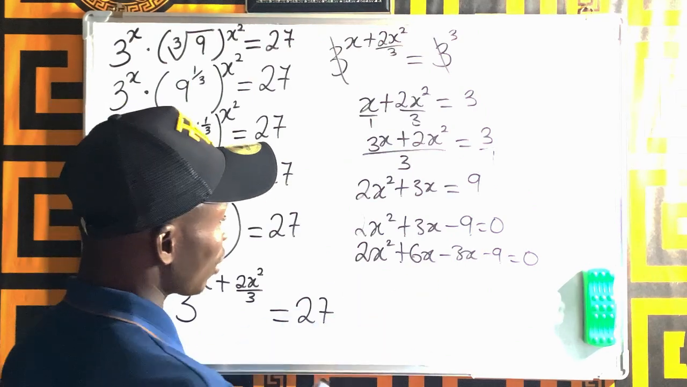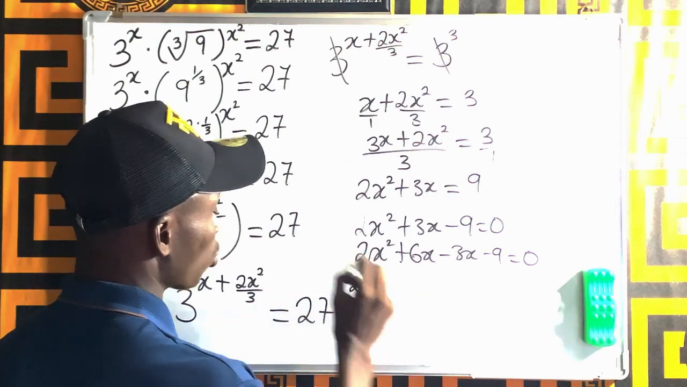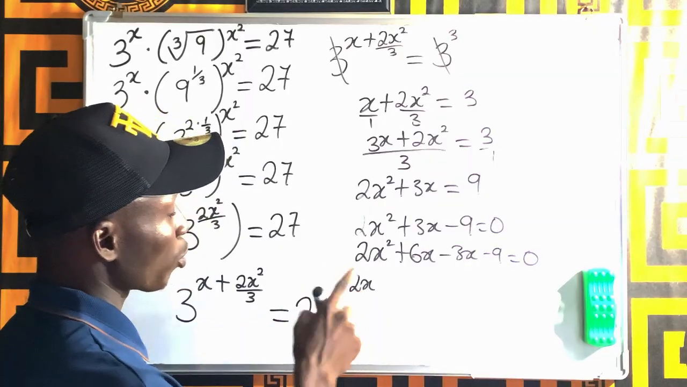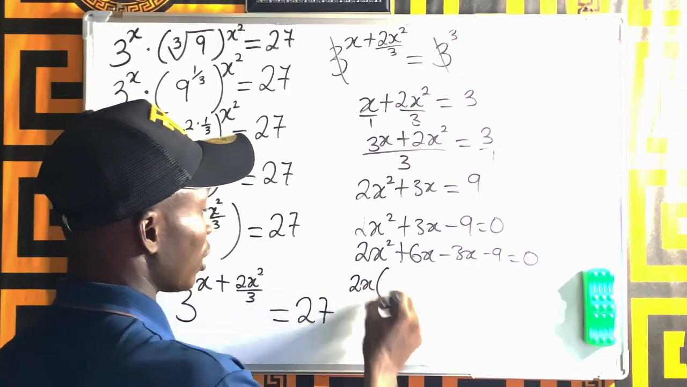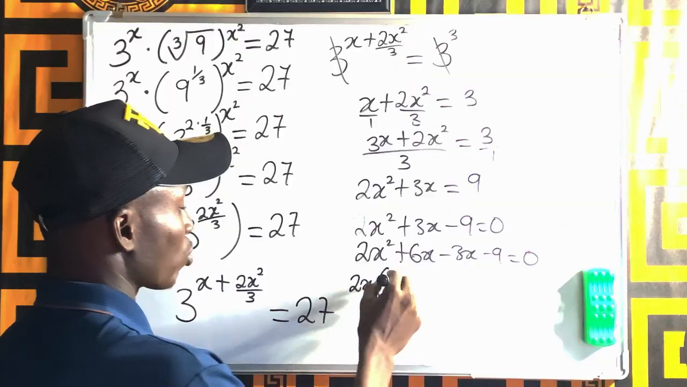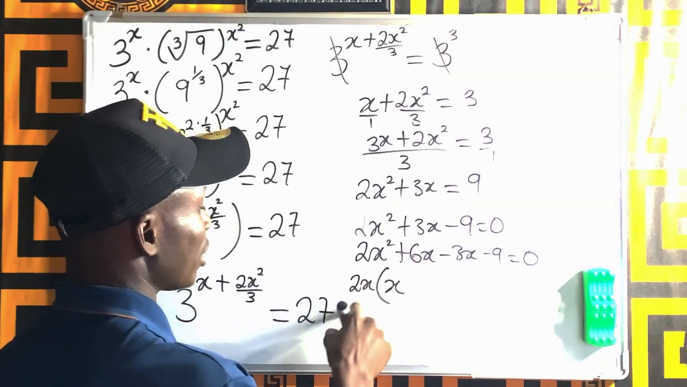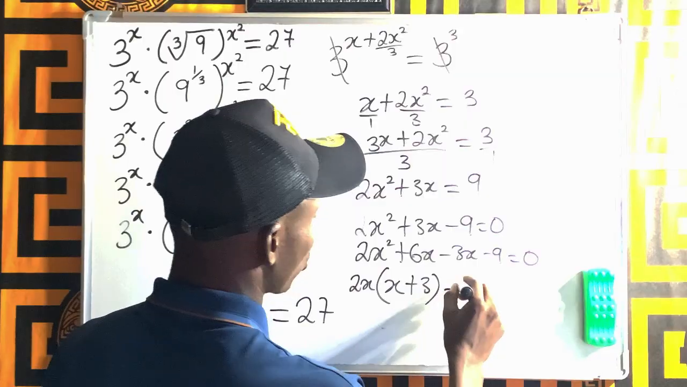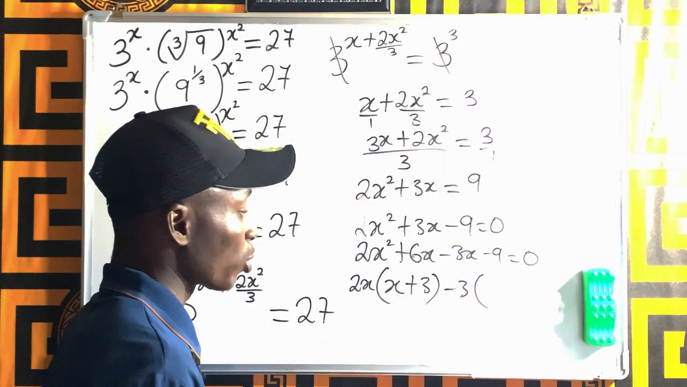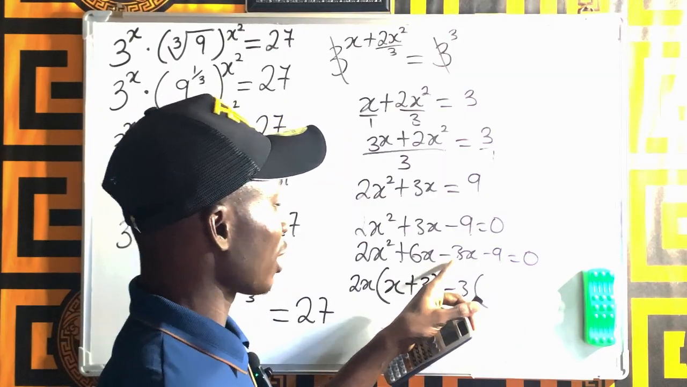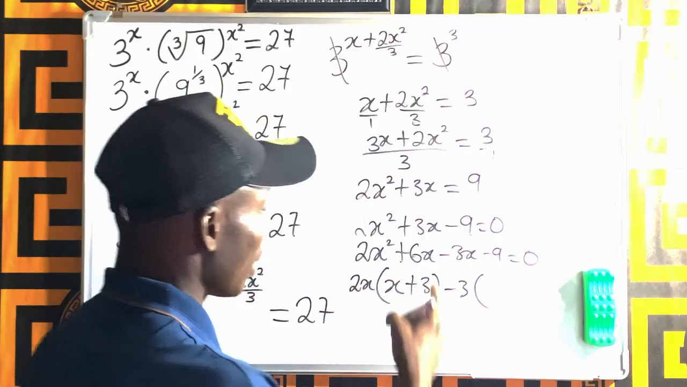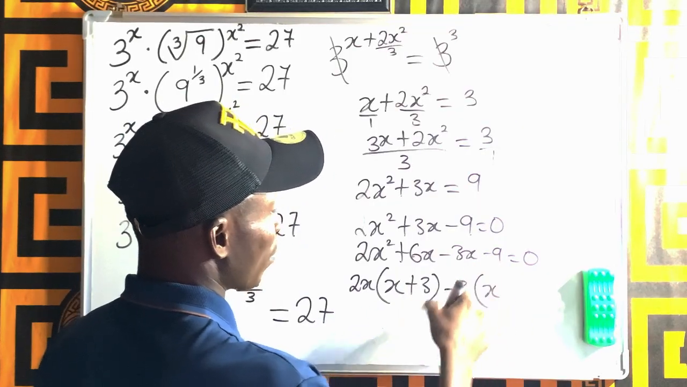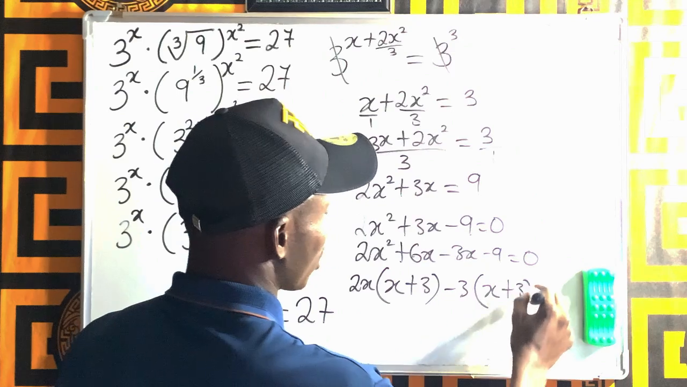Now, what is common here? 2x is common, because 2x can go into 2x squared and also into 6x. 2x squared divided by 2x gives us x, then 6x divided by 2x gives us plus 3. Now minus 3 is common, because minus 3 can go into minus 3x and minus 9 without remainder. Minus 3x divided by minus 3 gives us x, and minus 9 divided by minus 3 gives us plus 3, which is equal to 0.